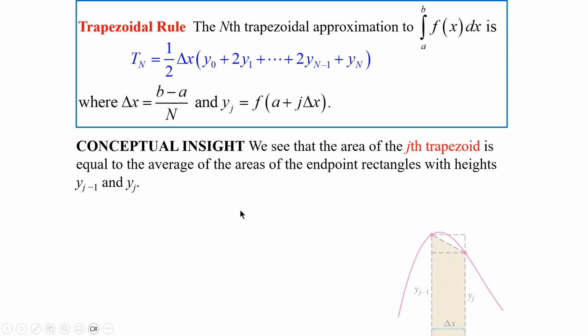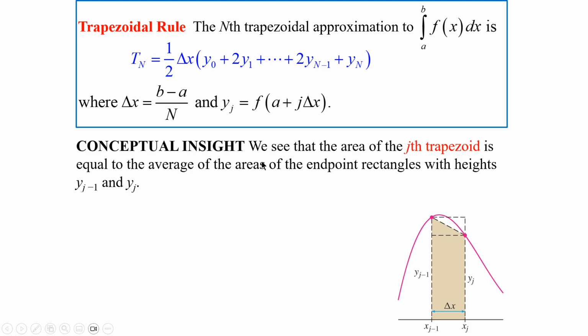Conceptual insight. We see that the area of the jth trapezoid, that would be this dark region right there, is equal to the average of the areas of the endpoint rectangles with heights y sub j minus 1 and y sub j. And that's why we had the method where we took the average of the left endpoint and right endpoint approximations.